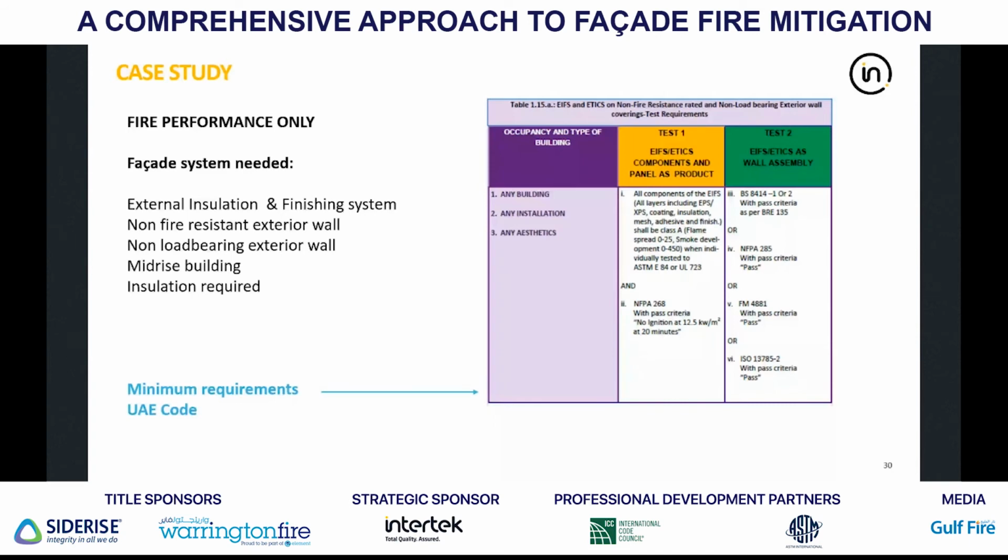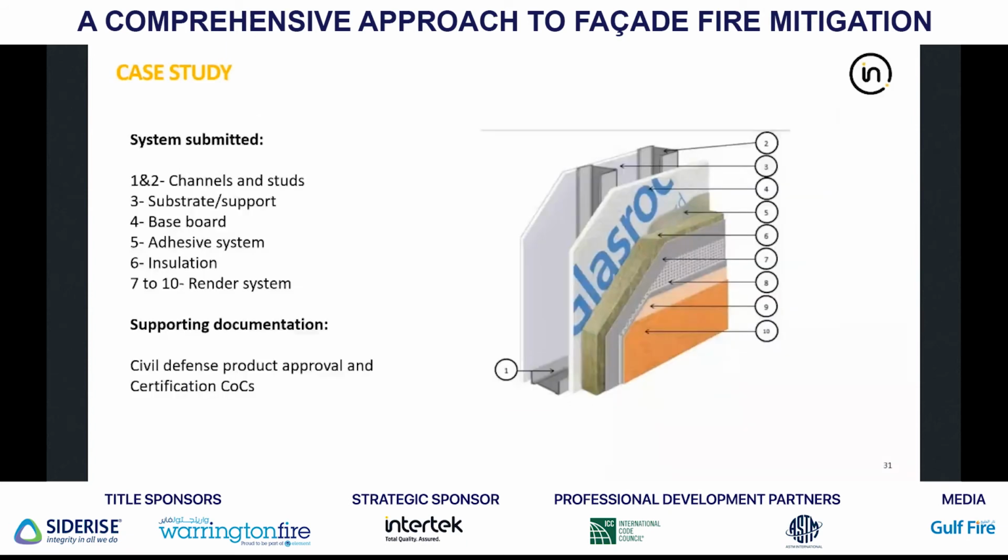So here we have all components need to be tested to E84 and be Class A. The panel as a product needs to be tested to NFPA 268. And the wall assembly can be tested to either one of these 4 test methods. Okay, so these are the requirements. So we get a system submitted. It's an EIFS system. This is an example. We have the supporting wall, your channels and studs, backboard, adhesive, insulation, and your render system.